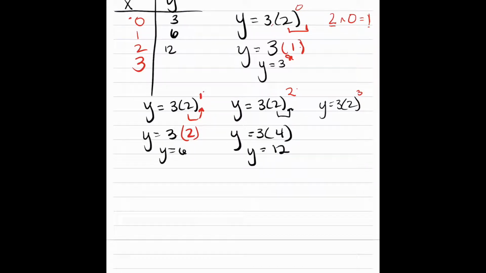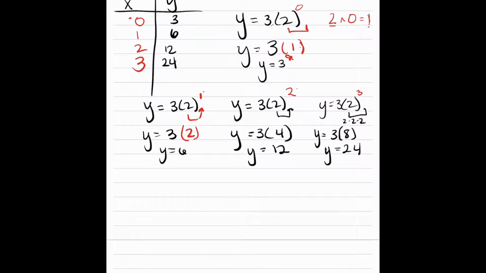And then the final one here, we do 2 to the third power. Remember, 2 to the third power is 2 times 2 times 2, not 2 times 3. 2 times 2 is 4. 4 times 2 is 8. So 2 to the third power is 8. And we're just going to multiply that by 3. Y equals 3 times 8. Y equals 24. And then our table is complete.